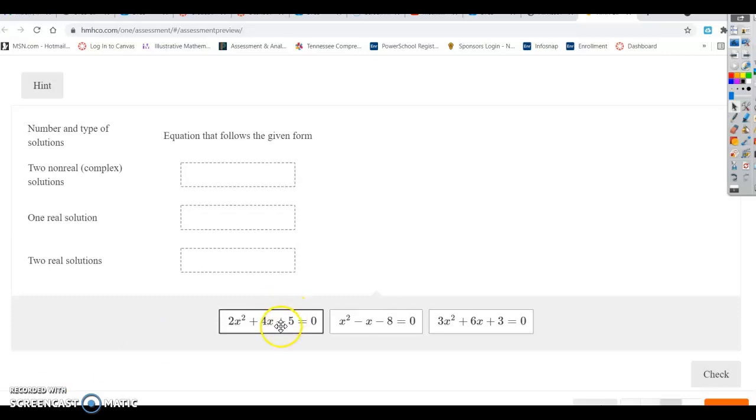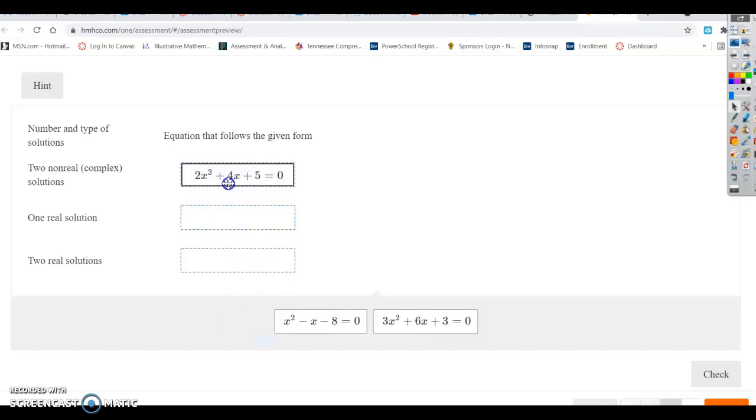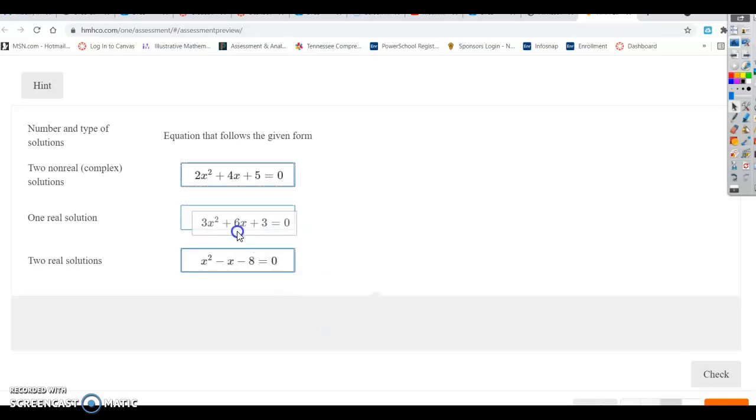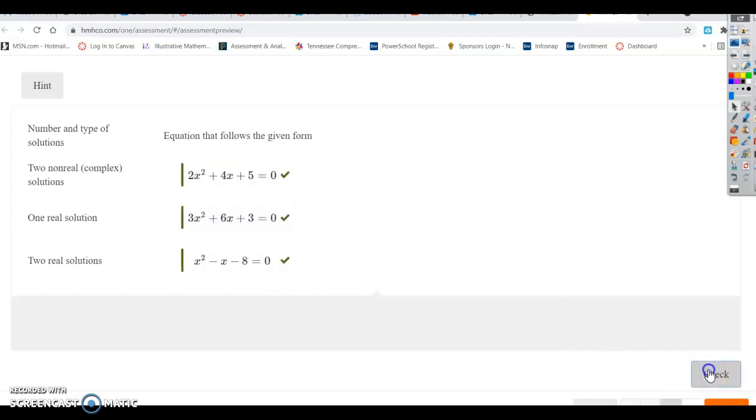All right, so if you found the discriminant, you should have found that the first equation here, 2x squared plus 4x plus 5, has a discriminant of negative 24. Negative 24 is two non-real solutions because the discriminant is negative. The next equation, x squared minus x minus 8, has a discriminant of positive 33. A positive number has two real solutions. And 3x squared plus 6x plus 3 has a discriminant of 0. So it's going to have one real solution.